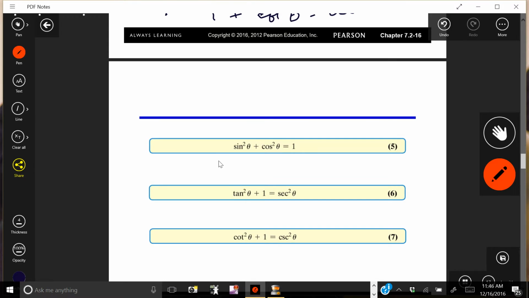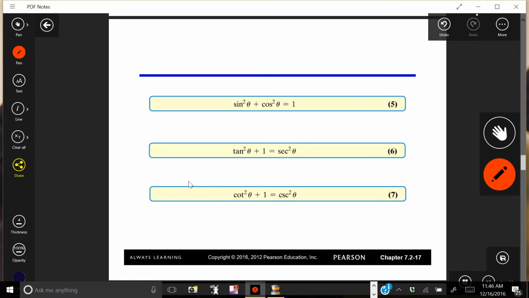So now, on this sheet, we have the three Pythagorean identities: sine squared plus cosine squared equals 1, tangent squared theta plus 1 equals secant squared theta, cotangent squared theta plus 1 equals cosecant squared theta.